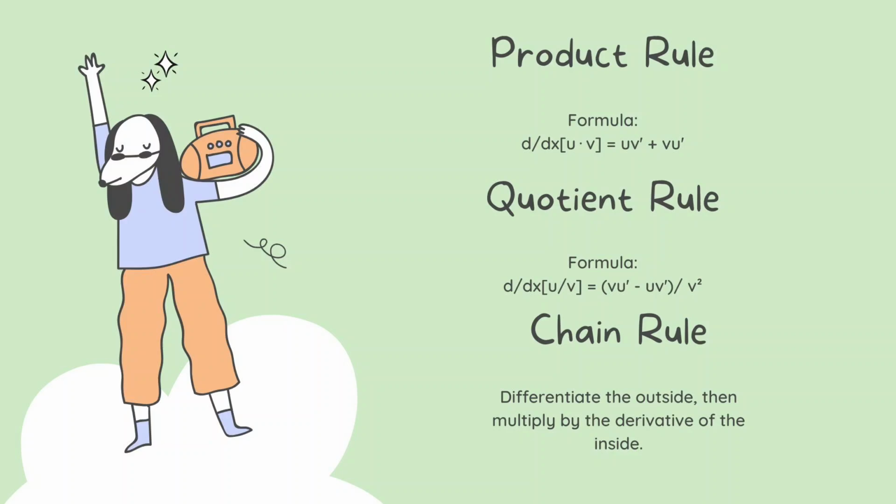Next, we have the product rule. In the product rule, when multiplying two functions, we will need to use the formula uv prime plus vu prime.